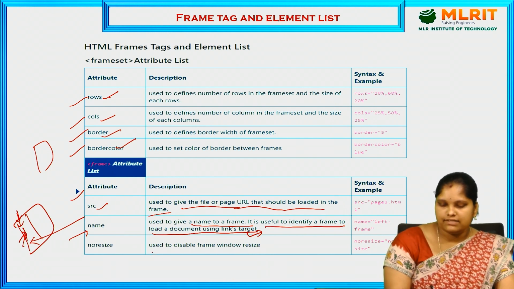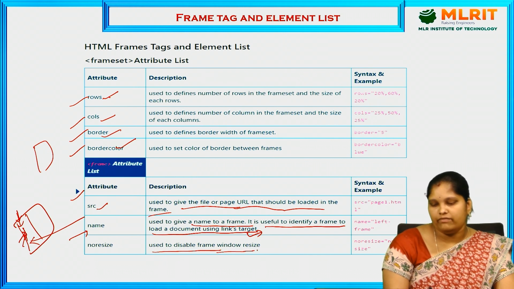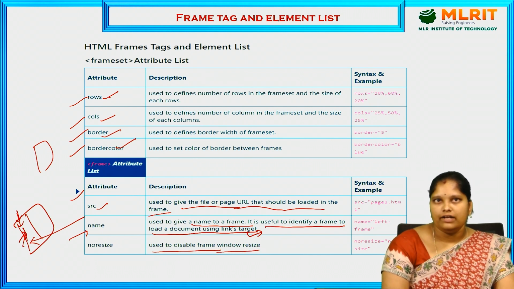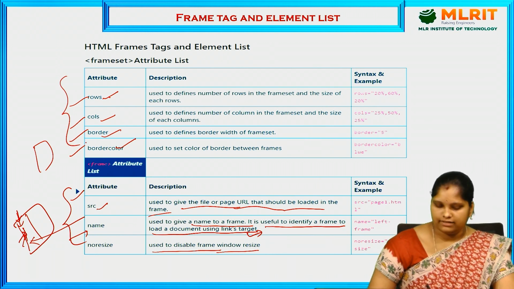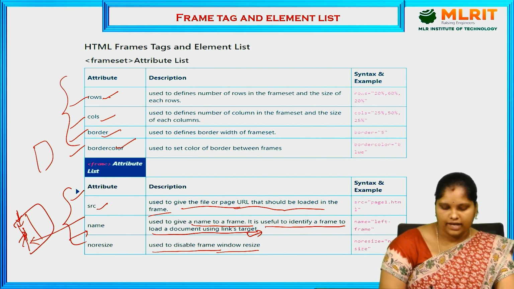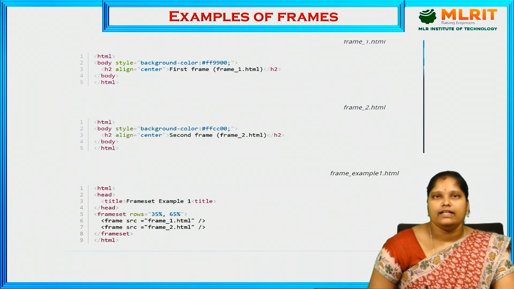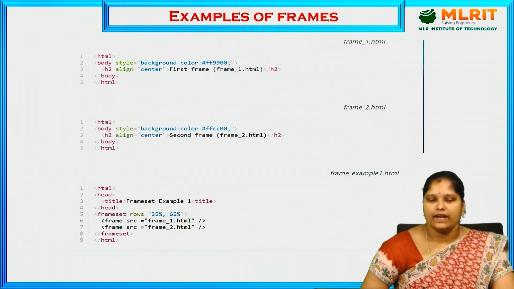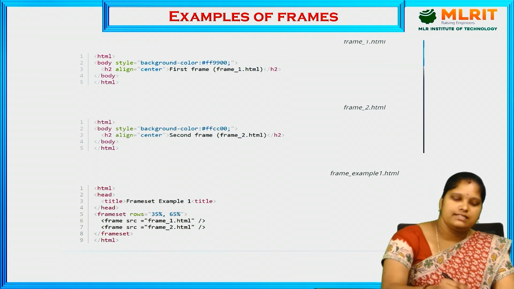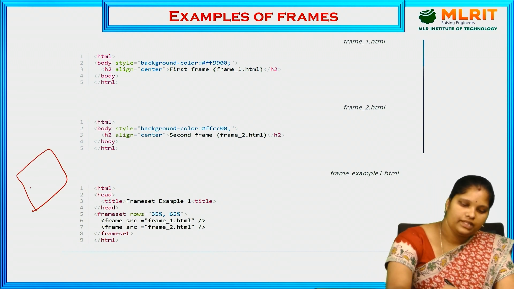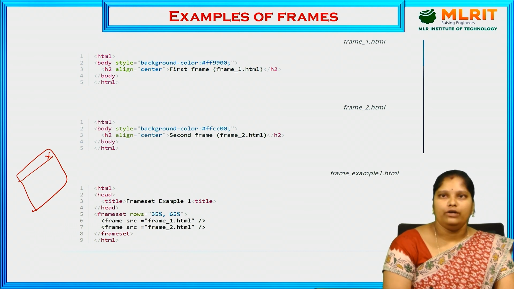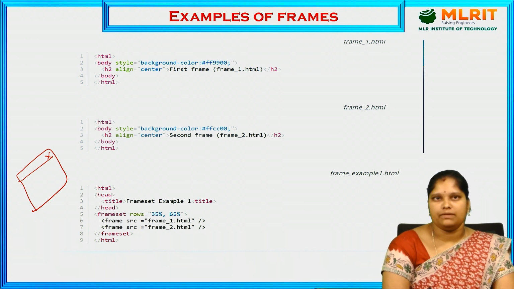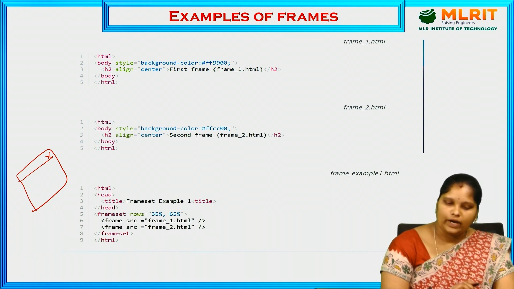The noresize attribute is used to disable frame window resizing. These are all attributes of the frame tag and frameset tag. This is an example of frames. First, this is my window, and I want to divide it into two frames, horizontally or vertically.